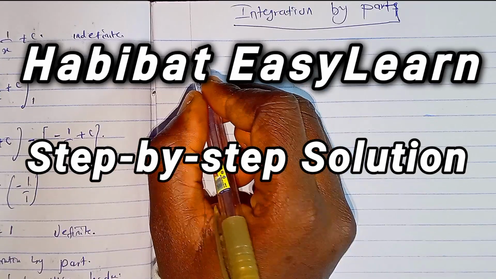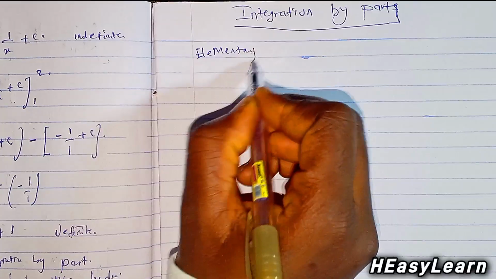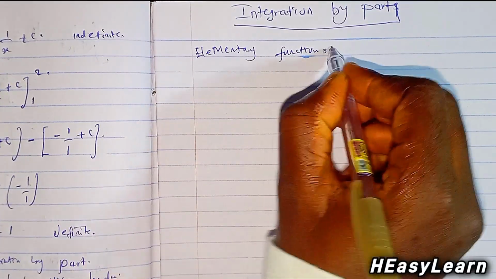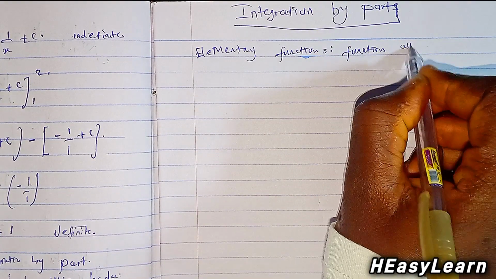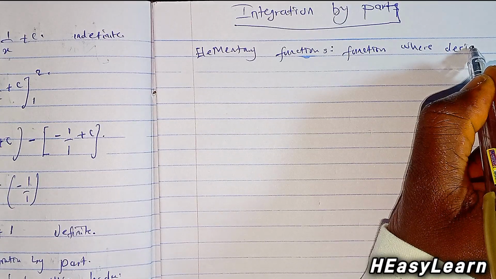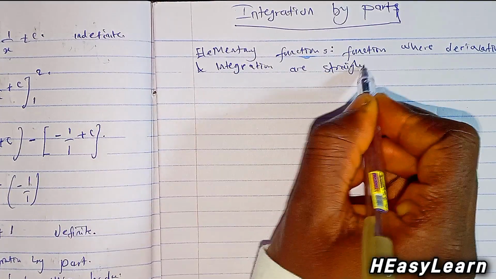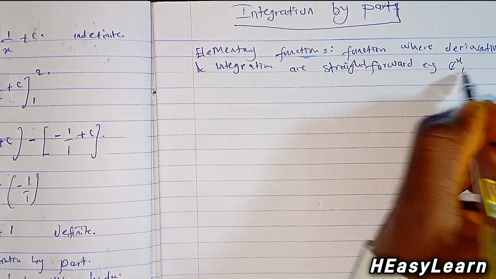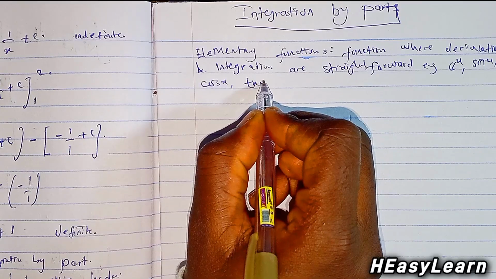Integration by parts. There's what we call elementary functions. Elementary functions are functions whose differentiation and integration is straightforward. We don't have to do a substitution to find the derivative and the integral of the function. Differentiation and integration are straightforward, e.g. exponential x, sin x, cos x, tan x.